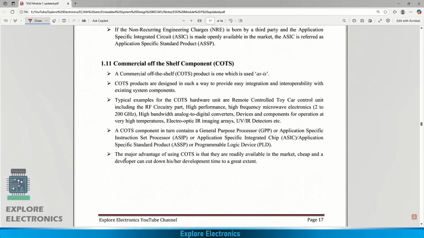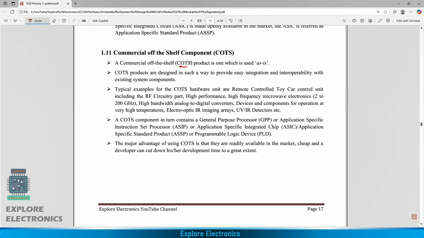Then come commercial off-the-shelf components. We call them COTS, which are like off-the-shelf components, in the sense that we will have them as an application. We can use them when required. Some examples of COTS hardware units are a remote control toy car unit that can be used whenever a toy car control system is required, including the RF circuitry part. That will be dedicatedly made for a toy car, right? Others perform high performance, such as high frequency microwave electronics devices and high bandwidth analog to digital converters. These are the devices that are called commercial off-the-shelf components.